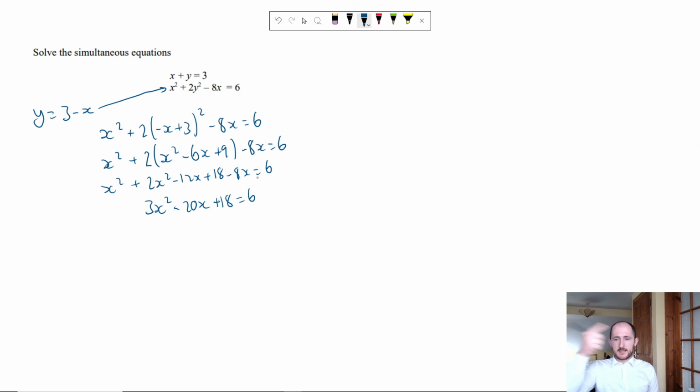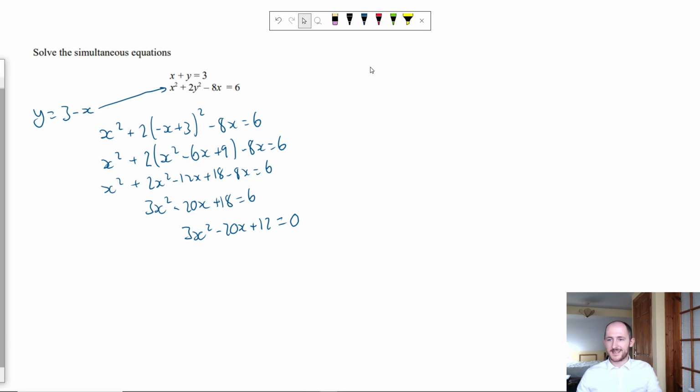Let's move that 6 to the left-hand side. So now we have 3x squared minus 20x plus 12 equals 0. Now how would you solve this? Personally, shove it all in a calculator, nice and easy.